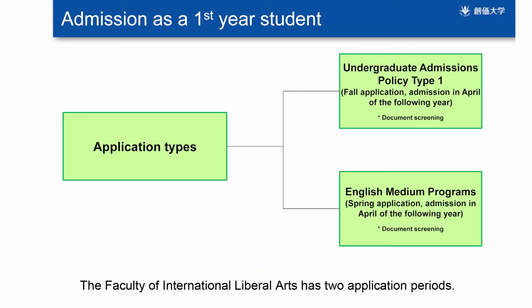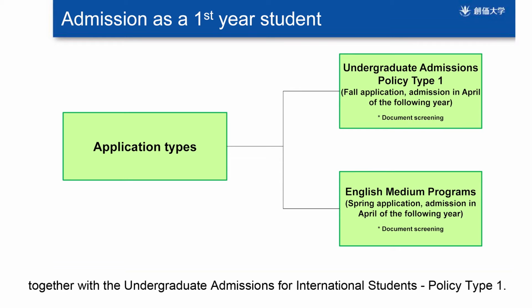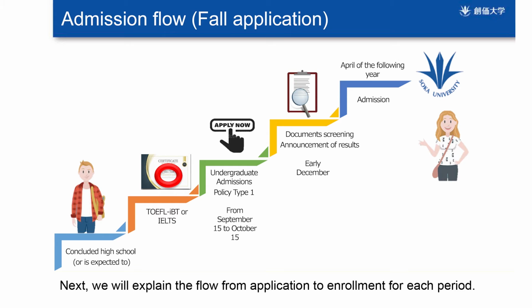The Faculty of International Liberal Arts has 2 application periods. The first one is during fall semester, together with the undergraduate admissions for international students, Policy Type 1. The second one is during spring semester, together with the English Medium Program's admissions.